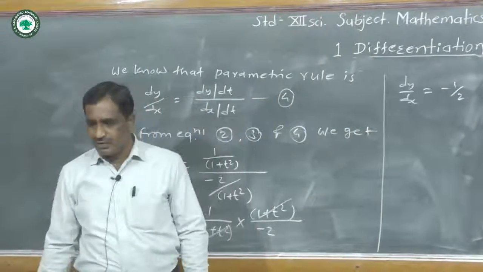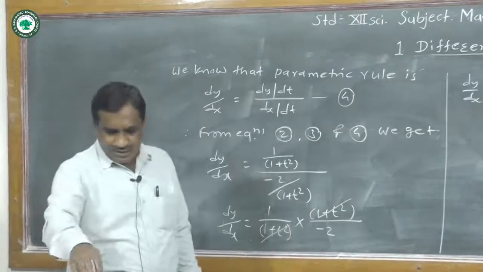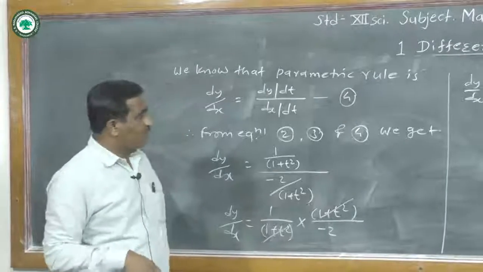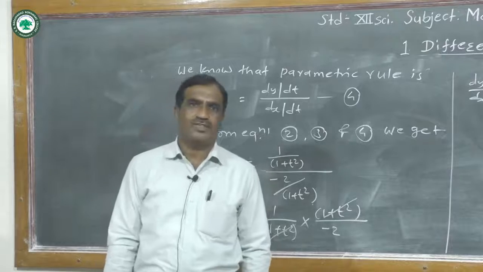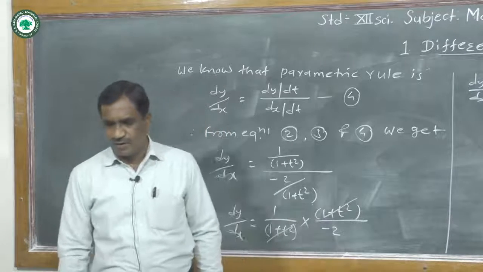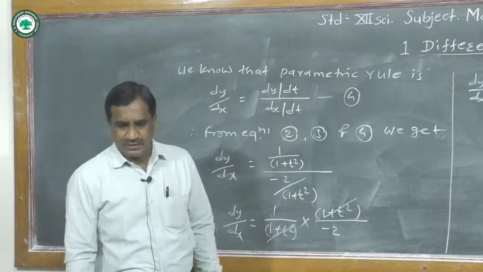So this is the derivative of the given functions: x is equal to cos inverse of 2t upon 1 plus t square and y is equal to sec inverse of under root 1 plus t square.